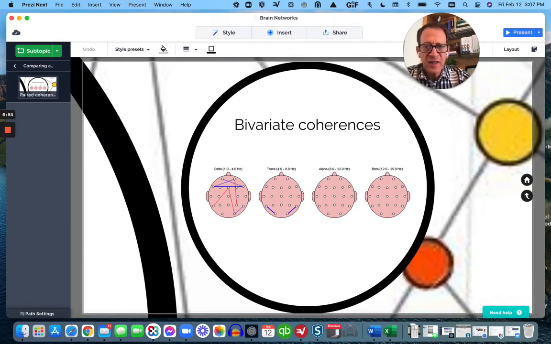If we look at the EEG coherence pattern of the same person, we would expect to see frontal to temporal dysfunction, and we don't see any of that, sadly, in any frequency.